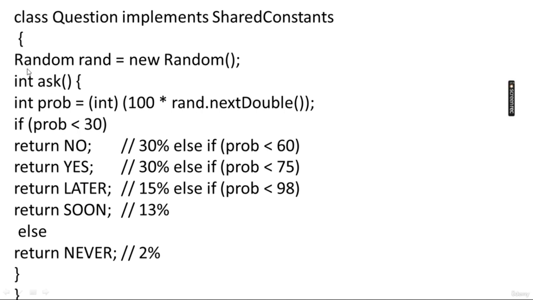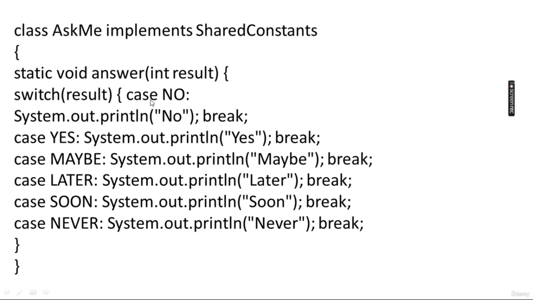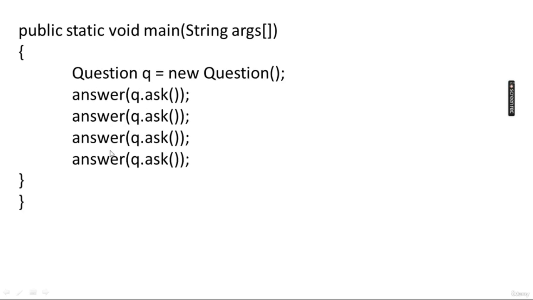So it is returning in integer format. Like if it is returning no, it means it is returning 0. If it is returning yes, it means it is returning 1. If it is returning maybe, it means it is returning 2, like that. And whatever result came from that ask me will be passed here, and depending upon the result, it will display the output randomly.